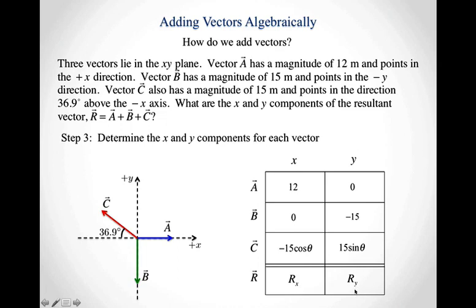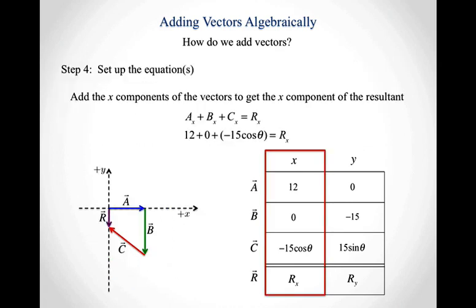So it's not the only way to deal with this, but it tends to be the easiest way to deal with a vector where we don't know anything about either its magnitude or its direction. So now, step 4, I can go through and set up my equations.